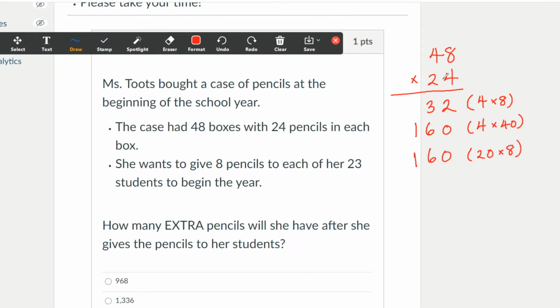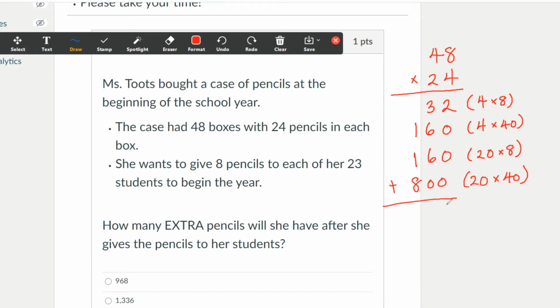20 times 8. And now finally we have this 2 times this 4, which is really 20 times 40, which is 800. Now I'm going to put 20 times 40 right here. Now I'm done multiplying. I'm going to add all of that up.